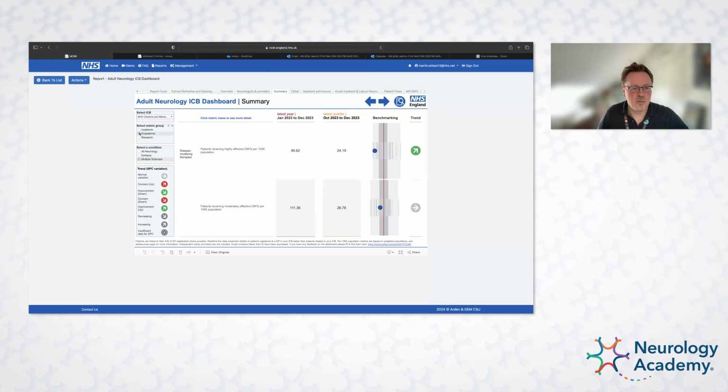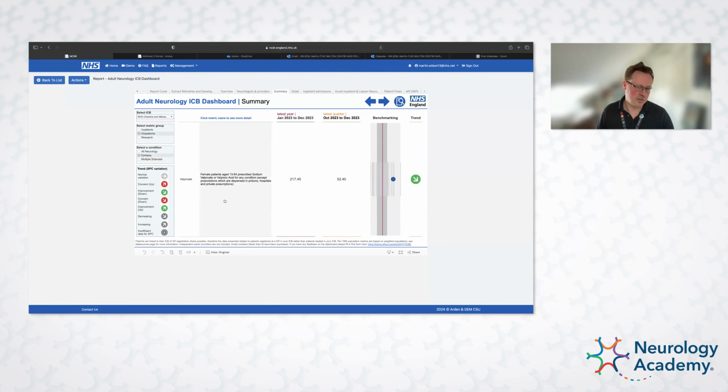I've now toggled back to outpatients, but I'm still on a condition. What you'll notice when you do this is, let's change that to epilepsy now. When you're in outpatients, if you want to look at something condition specific, you're quite limited in the metrics that are available. And that's because we don't code outpatients in neurology, which is a big problem. Something I hope we can tackle in the longer term.